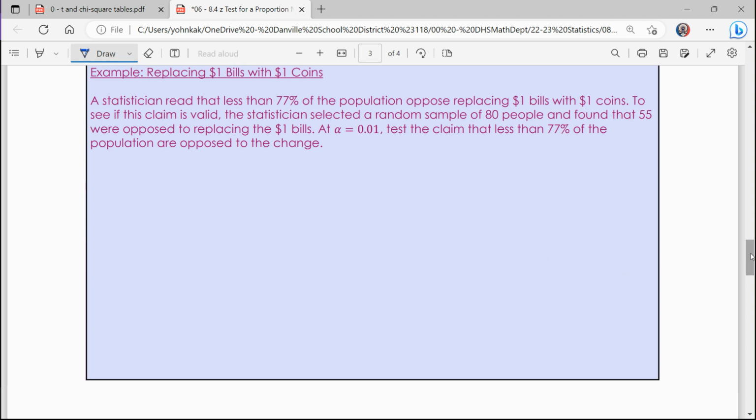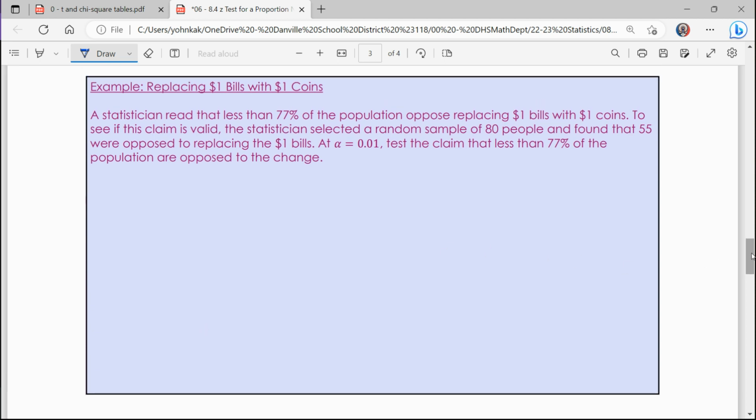Okay. Next, we have replacing $1 bills with $1 coins. A statistician read that less than 77% of the population oppose replacing $1 bills with $1 coins. To see if this claim is valid, the statistician selected a random sample of 80 people and found that 55 were opposed to replacing the $1 bills. At alpha equals 0.01, test the claim that less than 77% of the population are opposed to the change.